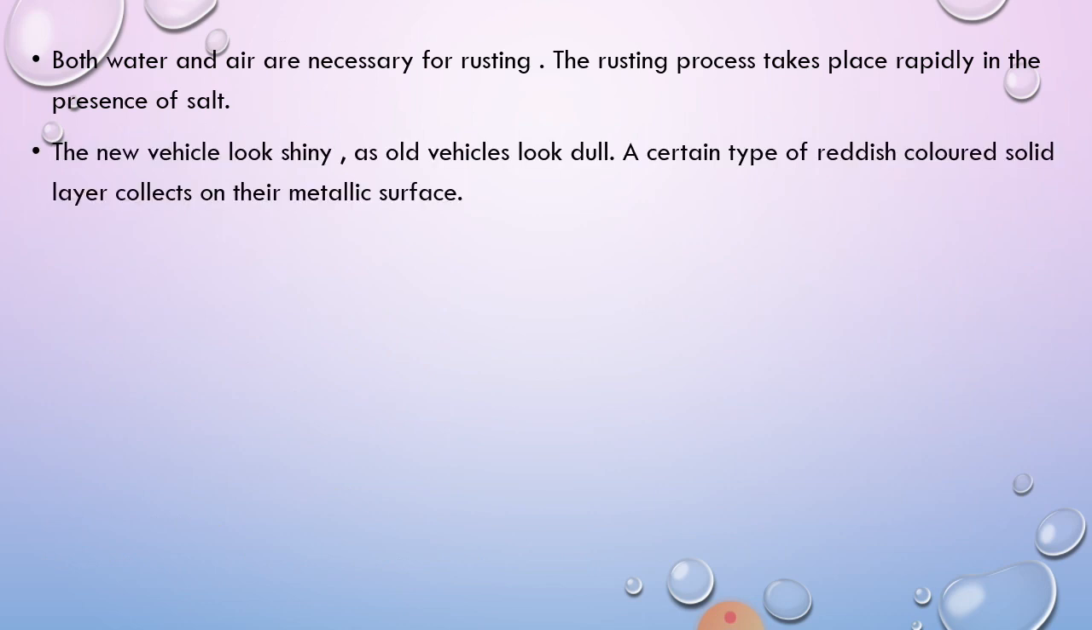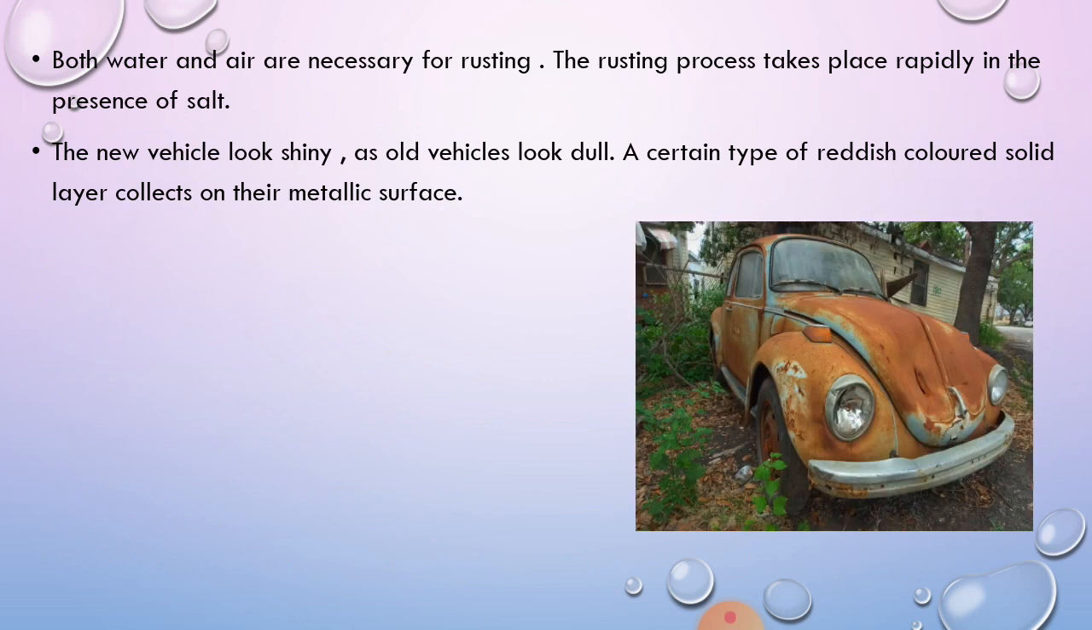The new vehicle looks shiny while the old vehicle looks dull. You must have known that. A certain type of reddish-colored solid layer collects on the metallic surface. So whenever a vehicle becomes old, what happens? A reddish-colored layer is formed on the surface of the metal. You must have seen this many times. This layer is called rust. The reddish-colored layer you can see here is called rust.